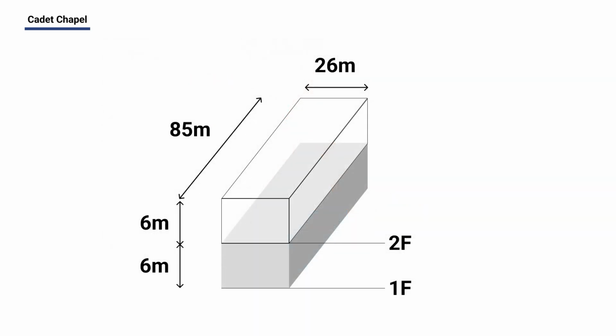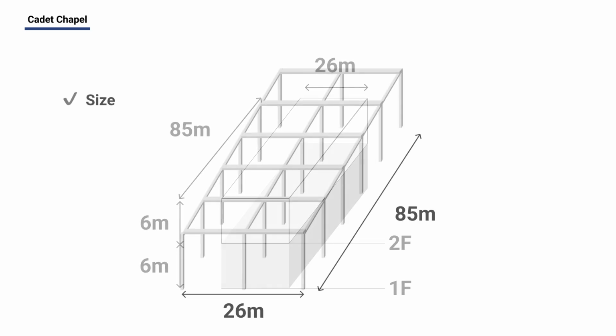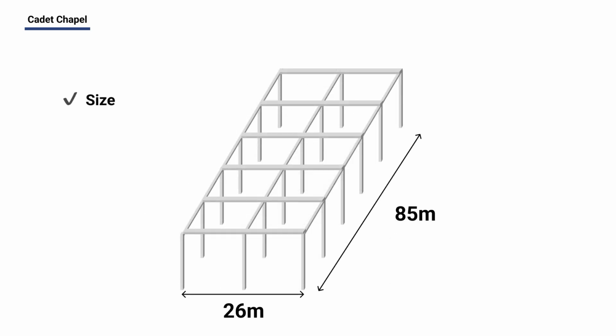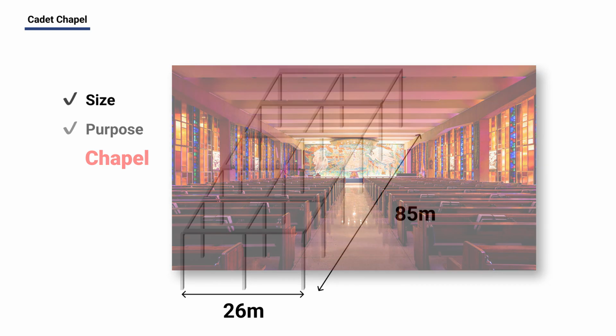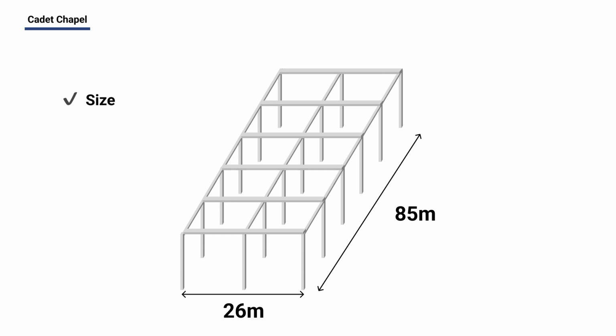This building might not be tall, but it's really long, right? So when we consider the size, it seems appropriate to create a column grid like this. However, we must also consider the purpose of the building. The cadet chapel is used for religious purposes, and buildings with religious purposes, like churches and cathedrals, prefer to have large open interior spaces without pillars in between. Therefore, according to the needs of the people using the building, we decided not to build a column in between.